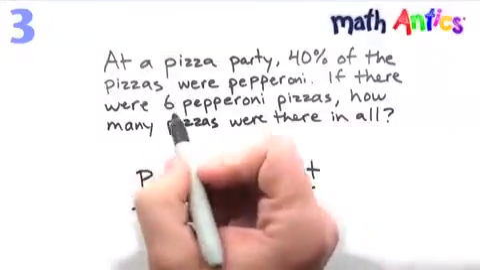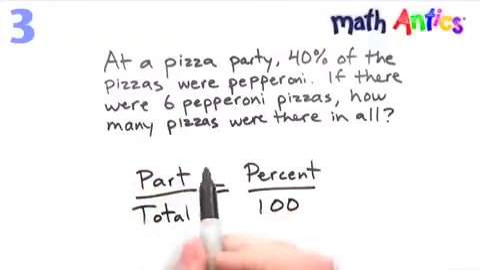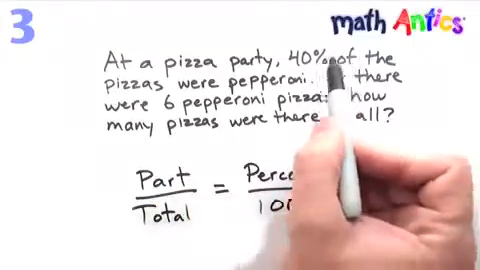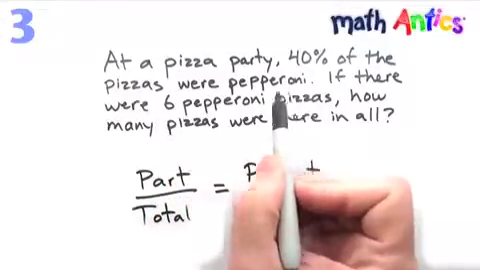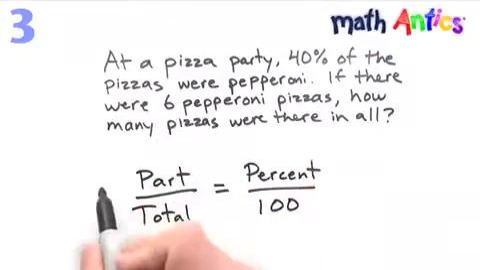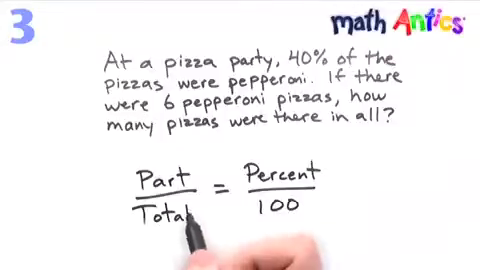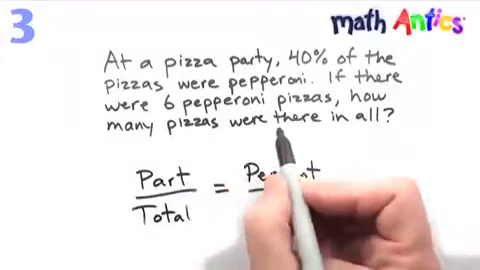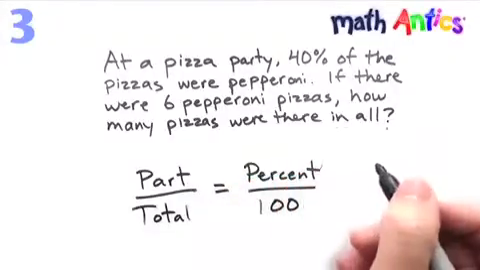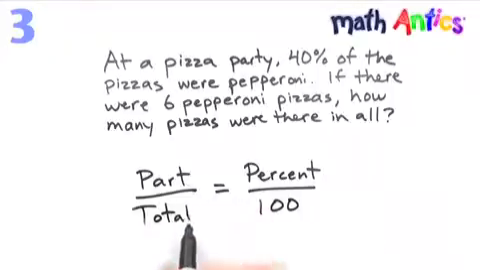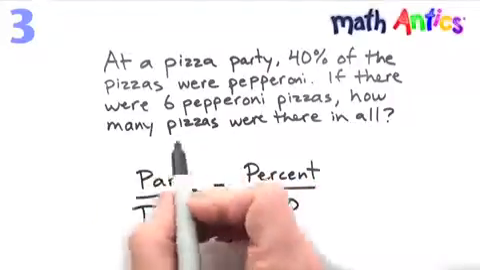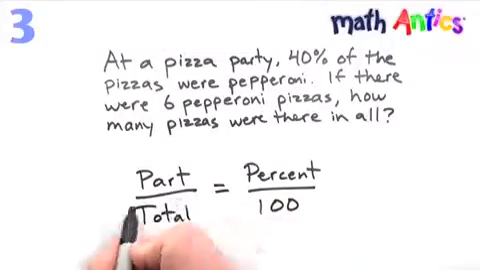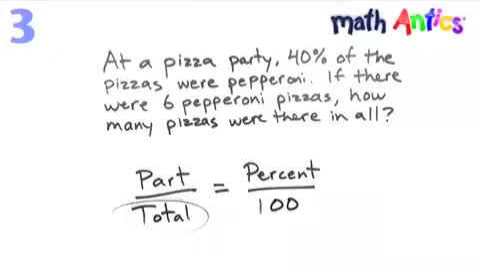All right, so the 6 is the next number we have to deal with here. And it's talking about pepperoni pizzas. And we already saw up here that a percentage of the pizzas were pepperoni. So this 6 is talking about a part of the total number of pizzas. All right, so the next thing we have is, how many pizzas were there in all? That sounds like it's asking about the total, right? And that's the one that's left over. So the component we're trying to figure out is the total. So we circle total, and that's our answer.